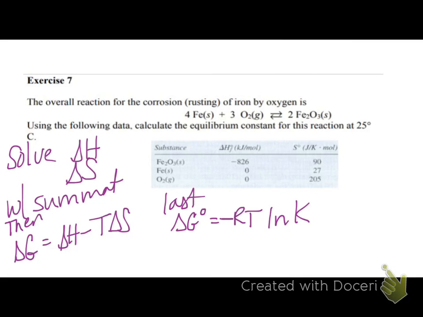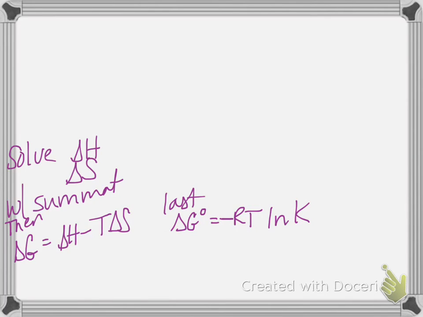So let's start with delta G first. Let's erase that. I mean, not delta G, you can't do that first. Delta H. So we have delta H is going to be equal to 2 moles times negative 826. And I harp on you all the time, use your units, kilojoules per mole.